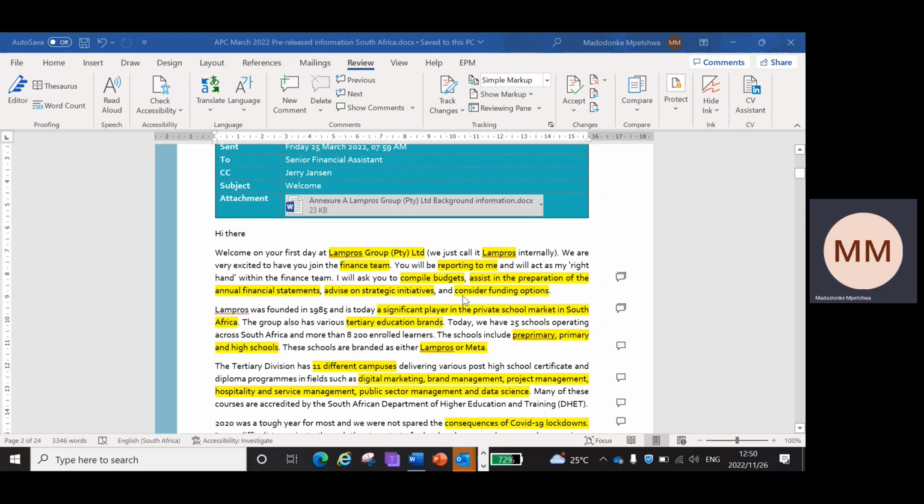The tertiary division has 11 different campuses delivering various post-high school certificate and diploma programs in fields such as digital marketing, brand management, project management, hospitality and service management, public sector management, and data science.